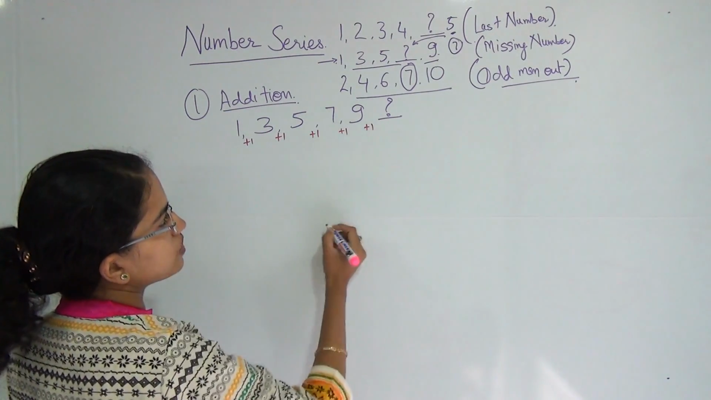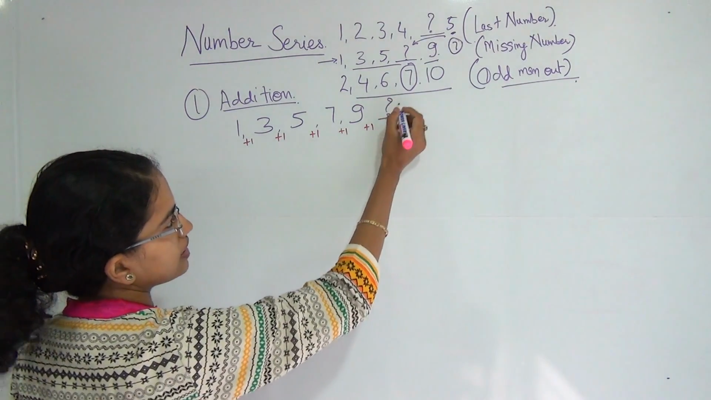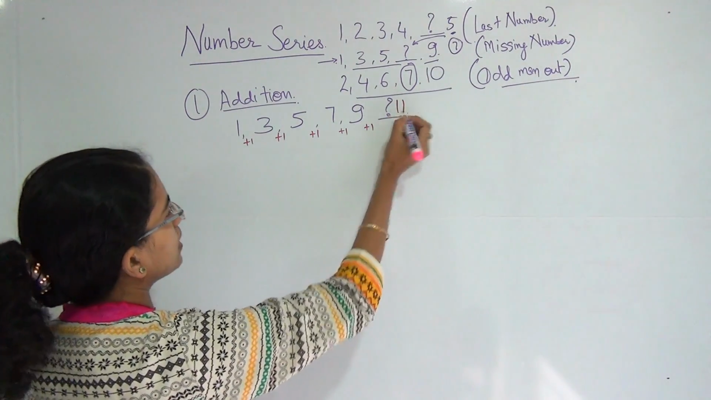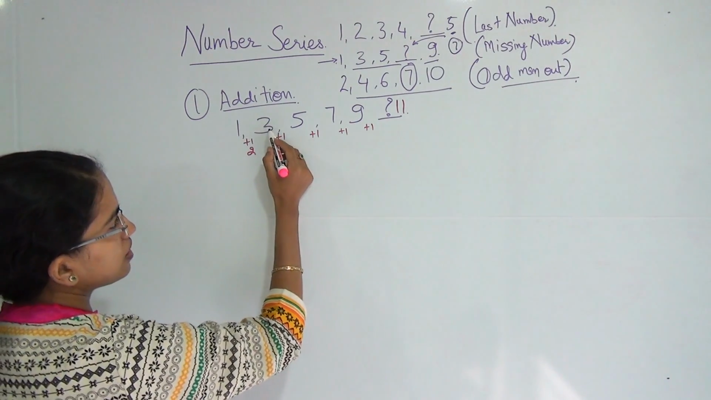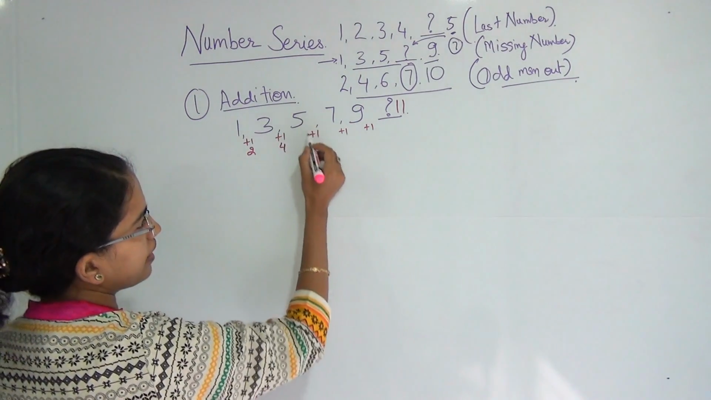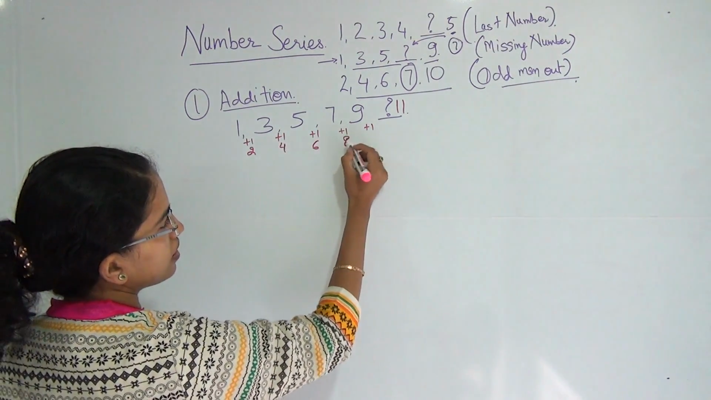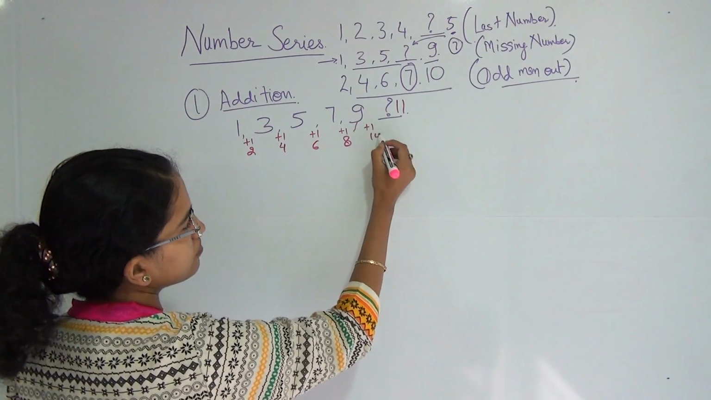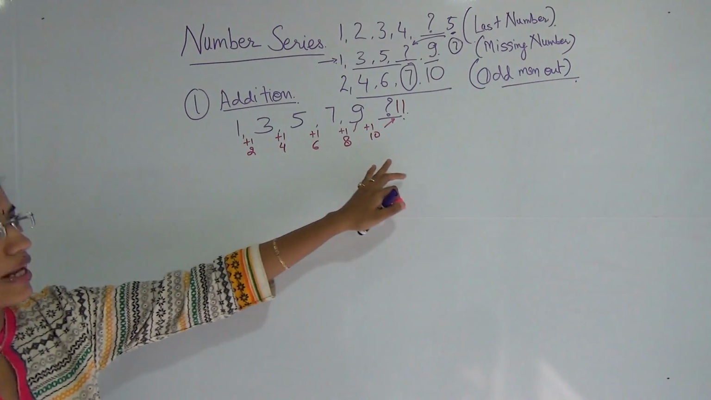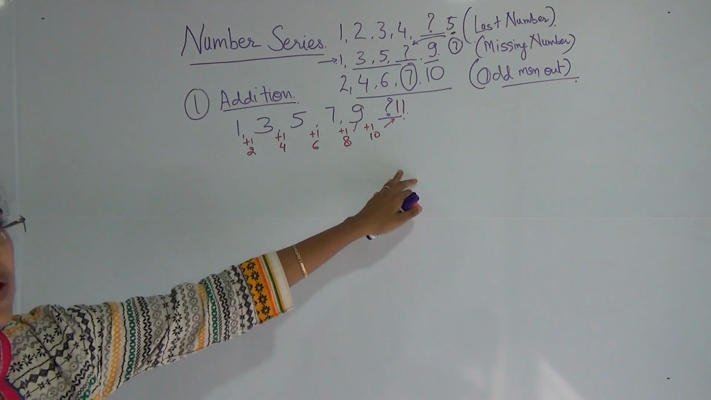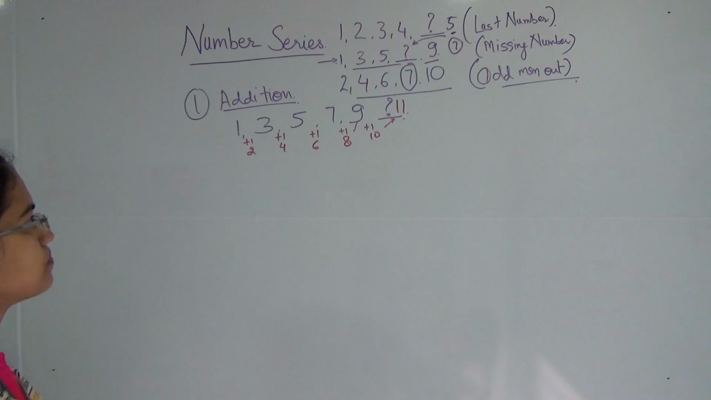So there should be plus 2. 9 plus 2 is 11, so the next number would be 11. So here the gap is of 2. 1, 2, 3, 4, 5, 6, 7, 8, 9, then it should be 10 and 11. So this is a kind of simple addition series that we talk about in number series questions.